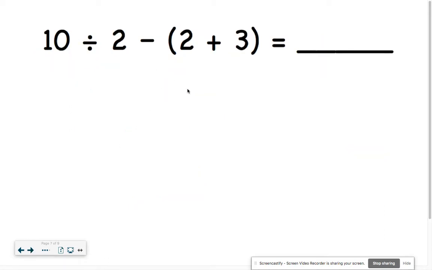Okay, so the first step is I'm going to write my letters down. PEMDAS.